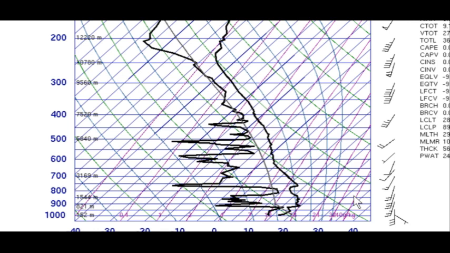Yeah, about 30 knots right there too. So quite a bit going on even in the central plains.